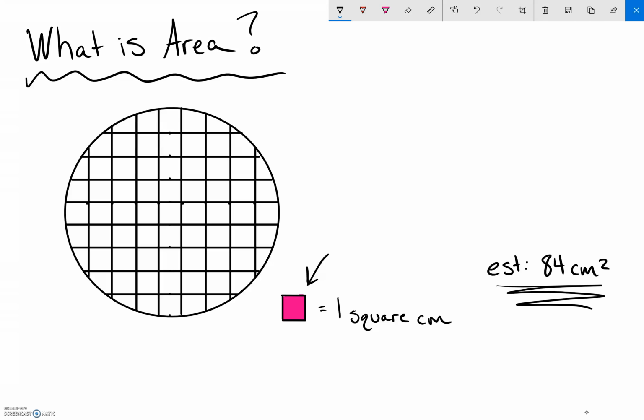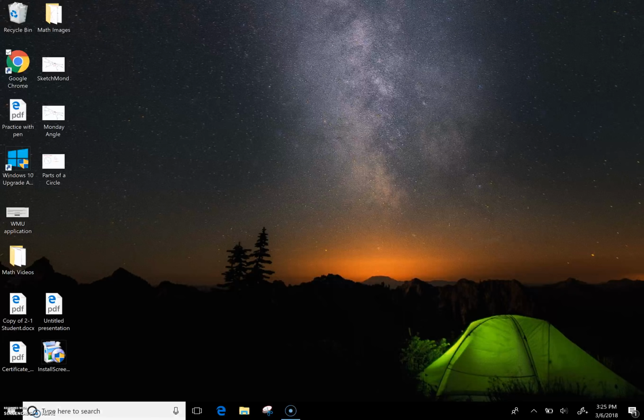When we're finding an area of a circle, since those square units don't fit very well, we have a formula. And anytime you find the area of a circle, the formula is this. Area equals pi times radius squared, radius to the 2nd power. So I'm going to find a radius here, the distance from the center to the outside of my circle, and then we'll plug it in.